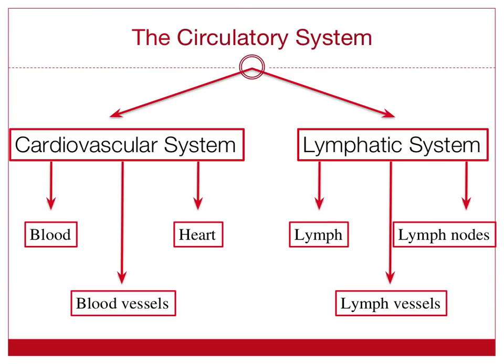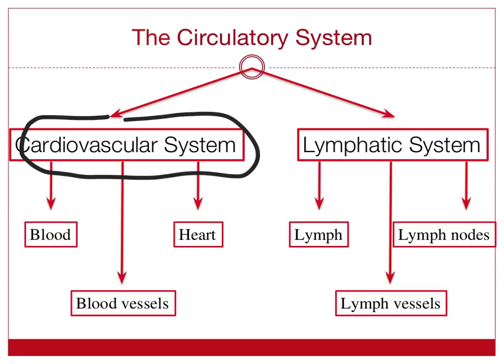Okay, so the circulatory system itself actually has two parts. It has what's called the cardiovascular system. I use the term cardiovascular system as a synonym for circulatory, but technically it's only part of the circulatory system. And that includes things like blood vessels, which are the arteries and veins that blood travels through, and the heart itself.